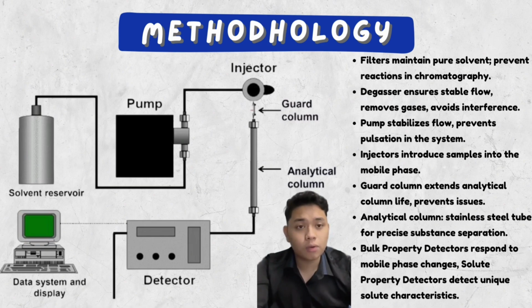Alright, so let's see the details of our methodology in HPLC. Filters maintain pure solvent and prevent reactions in chromatography. The degasser ensures stable flow, removes gases and avoids interference. The pump stabilizes flow and prevents pulsation in the system. Injectors introduce the sample into the mobile phase. The guard column extends the analytical column life and prevents issues. The analytical column is a stainless steel tube for precise substance separation. Bulk property detectors respond to mobile phase change, and solute property detectors detect unique solute characteristics.